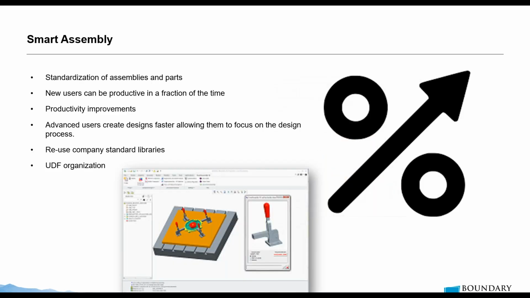So how do you do that? Standardization of assemblies and parts. If you're working in an environment where there's more than one designer, and each designer goes out in their own direction, importing parts and building assemblies as they please, it can become a little bit of a mess. So Smart Assembly can help you to focus on and only reuse certain components according to company standards.